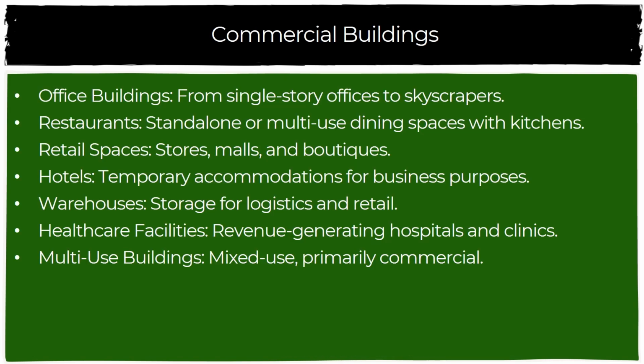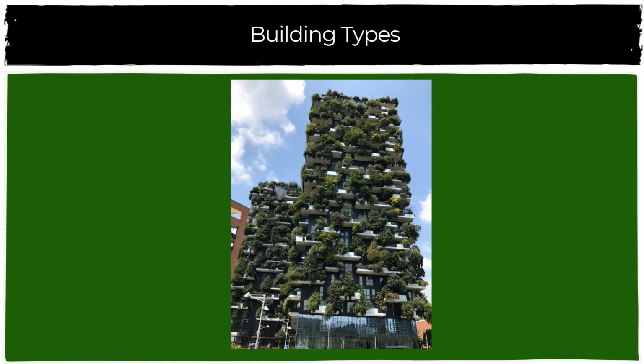Commercial buildings. Office buildings, from single-story offices to skyscrapers. Restaurants: standalone or multi-use dining spaces with kitchens. Retail spaces: stores, malls, and boutiques. Hotels: temporary accommodations for business purposes. Warehouses: storage for logistics and retail. Healthcare facilities: revenue-generating hospitals and clinics. Multi-use buildings: mixed use, primarily commercial. Building types.